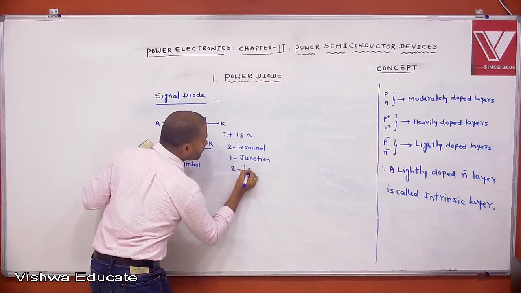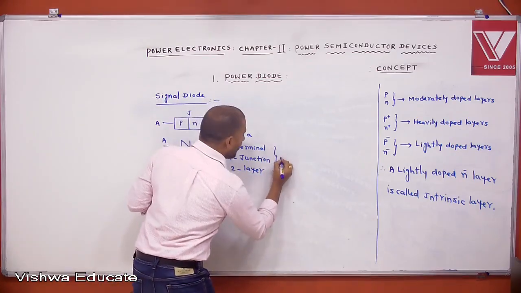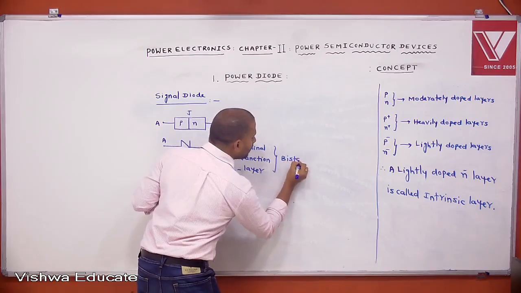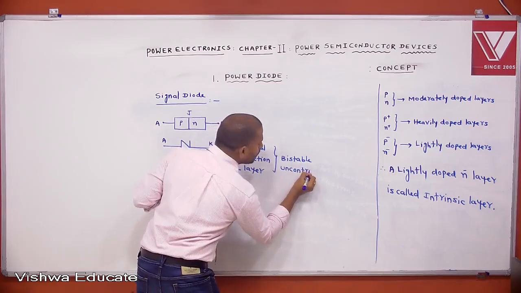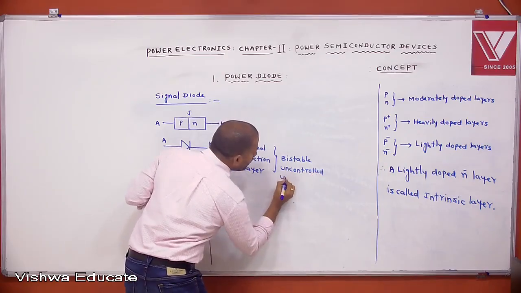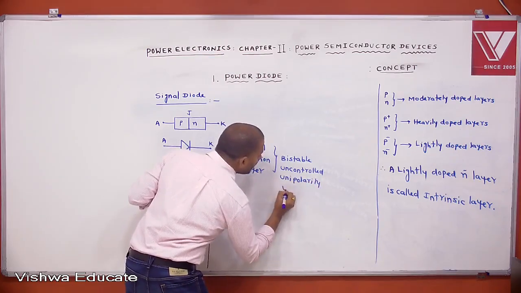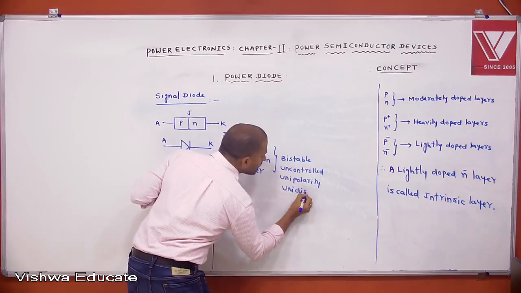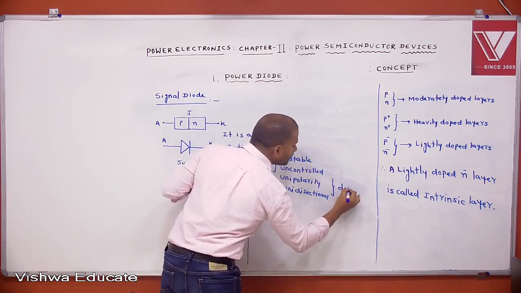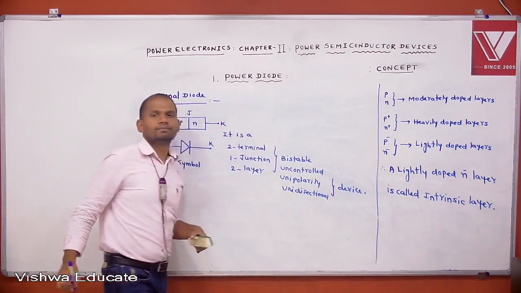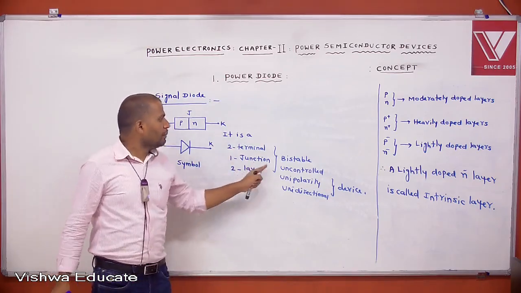Two layer, bistable, uncontrolled, unipolarity, unidirectional, it blocks only one polarity, and unidirectional device. It is a two terminal, one junction, two layer, bistable device.